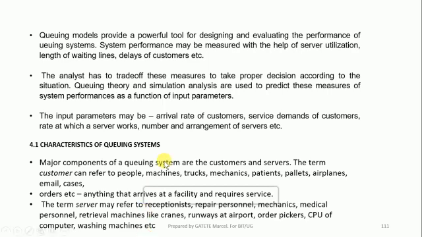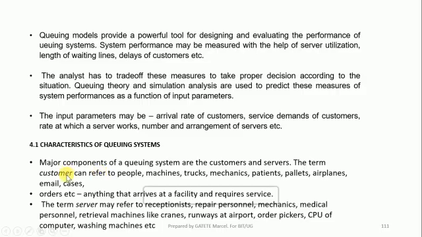Let's see the characteristics of a queuing system. What are the properties of such a system? The major components of a queuing system are the customers and servers. These are the major components, or entities, of the queuing system.